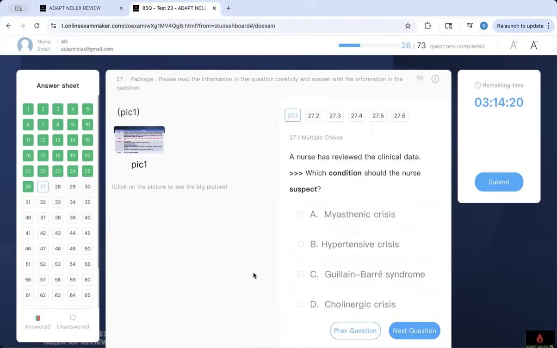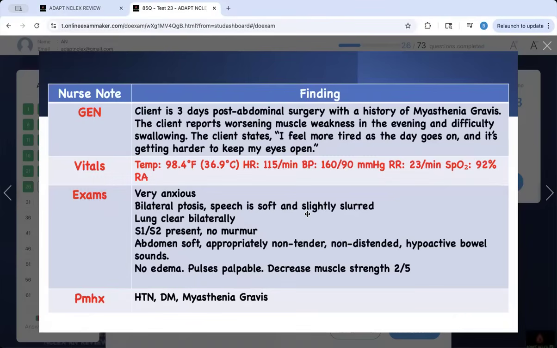Next Generation NCLEX. Are you ready? Question 27. This is a 6-part question. Get ready. Let's get this done. The client is 3 days post-abdominal surgery with a history of myasthenia gravis. For Next Generation NCLEX, the first 3 sentences have to be your cue. You have to figure out what is wrong. The patient had surgery and has myasthenia gravis. I'll give you the key as I read.